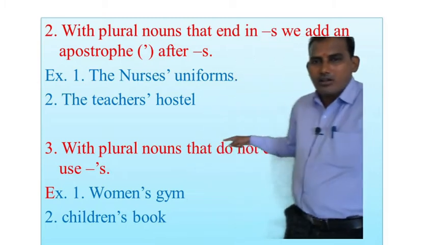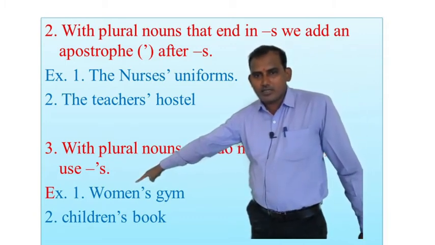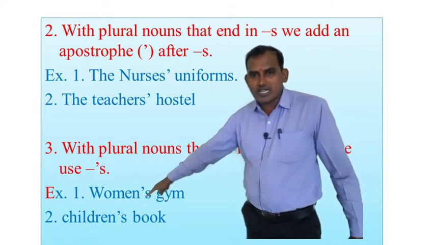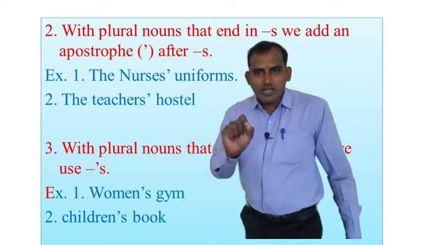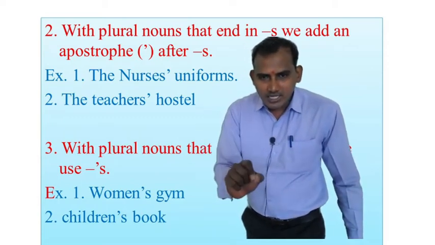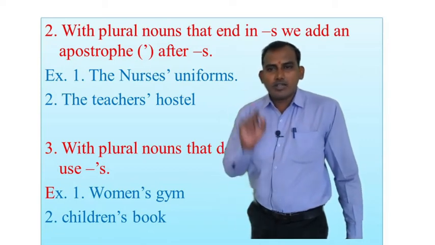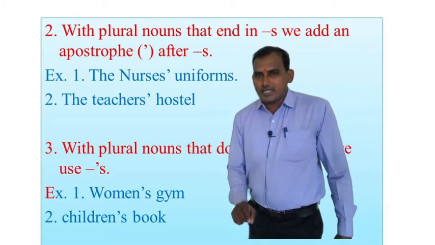For an example, women's gym, children's book, children's park. After the root word we use apostrophe and then s. So in this way we can form possessive nouns in the sentence.